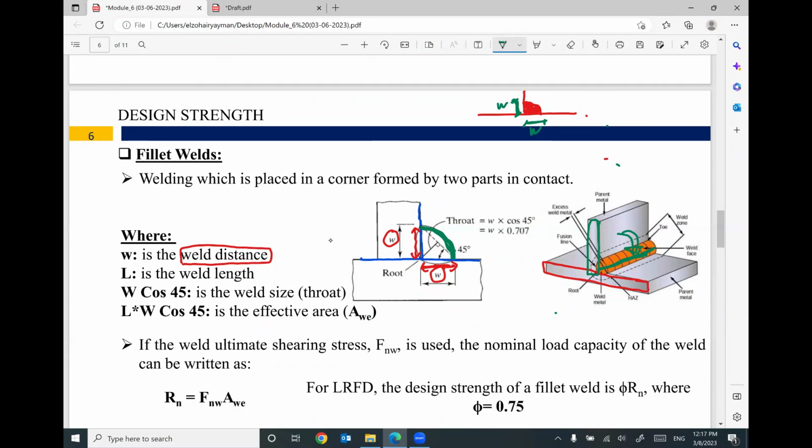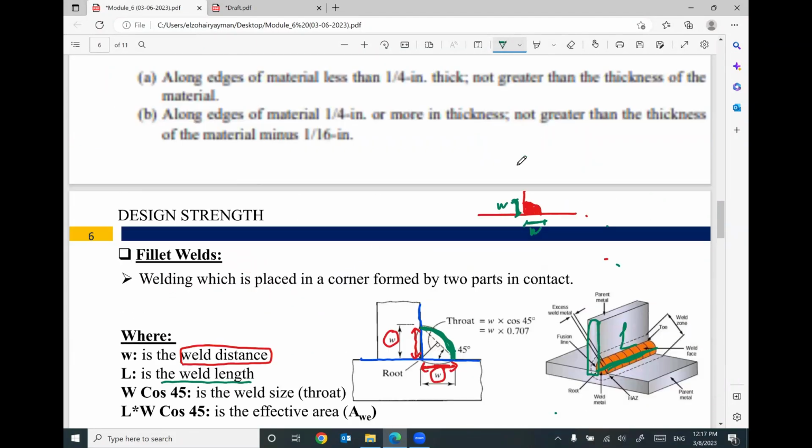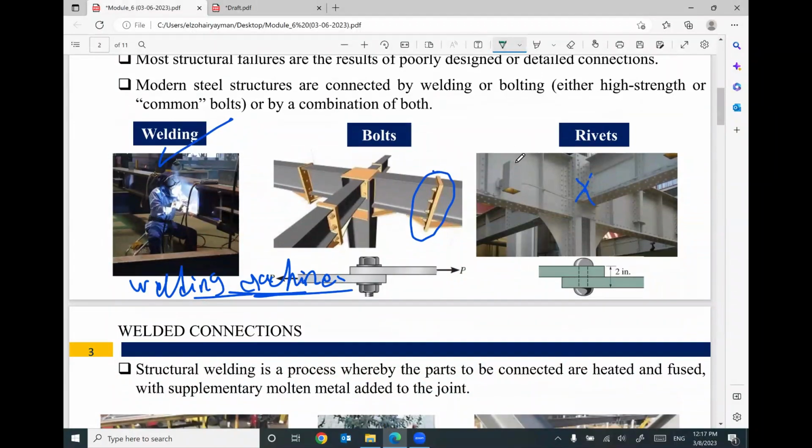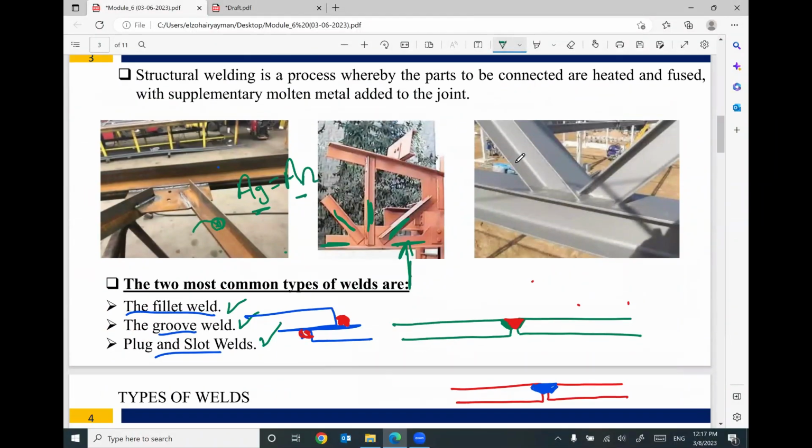We have another parameter, this length. Can you see? This length, L, is called the weld length. Guys, keep in your mind, if you go back to this picture, this is the length of your weld.